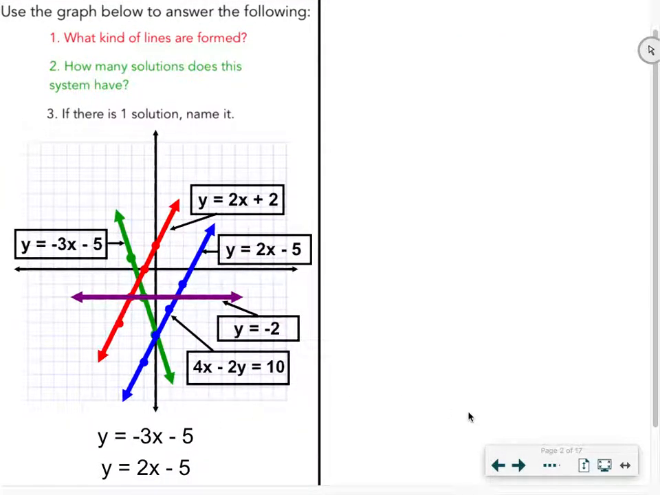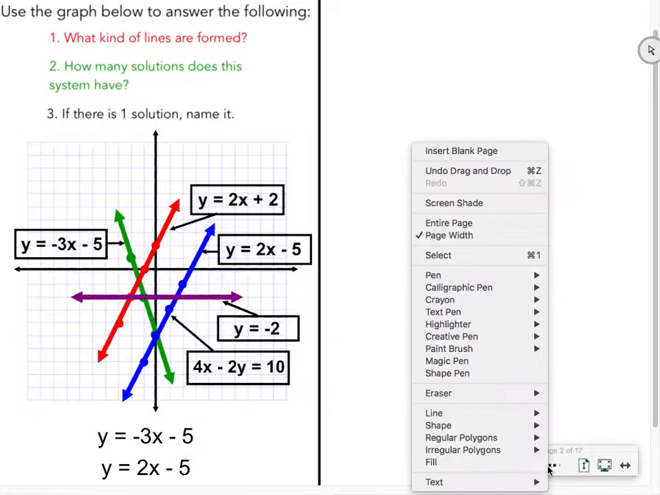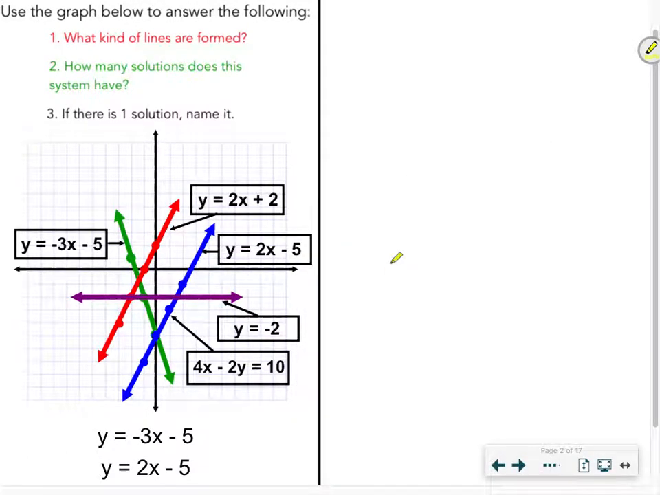It says use the graph to answer the following. What kind of lines are formed? How many solutions does the system have? If there is one solution, name it. You will see a graph and two equations written below. The first equation is y equals negative 3x minus 5. That is my green line. My second line is y equals 2x minus 5. That is my blue line. So this is my system.